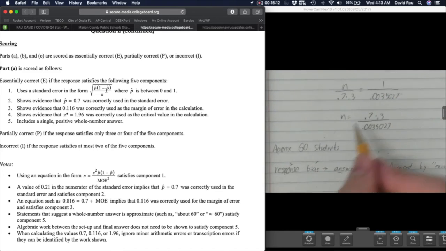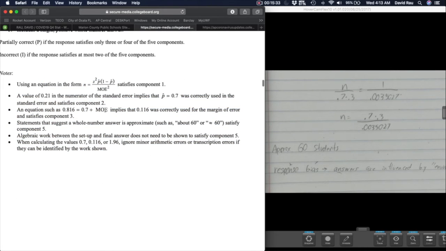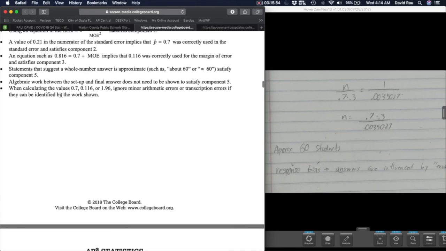Includes a single positive whole number answer, because you definitely can't sample 59 point whatever students, so I technically didn't need to say approximately. If you got 3 or 4 of these, you got a P, and if you didn't get 3 or more, you get an I. Okay. You can see lots of different notes about how your response might be correct or not. Algebraic work between the setup and final answer does not need to be shown. Yeah, so there's lots of different ways to do that.